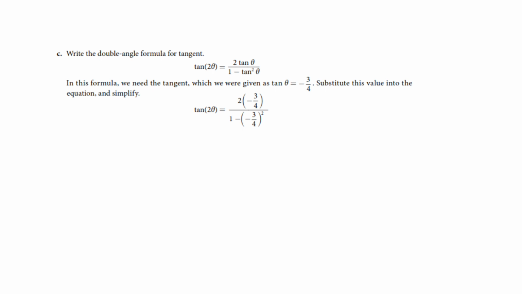And then I can do the same for tangent. Tangent, they already told us was negative 3 over 4. I'm just plugging that into the formula. And now I know the double angle for that tangent. Do a little simplification. We get down to there.